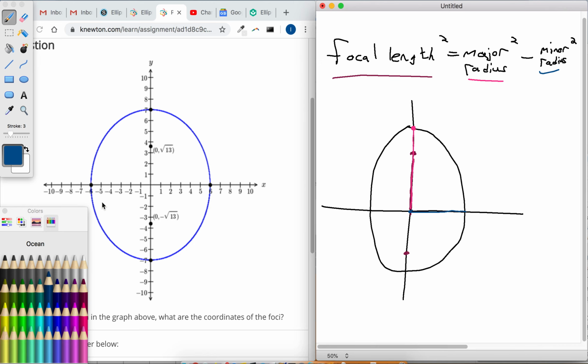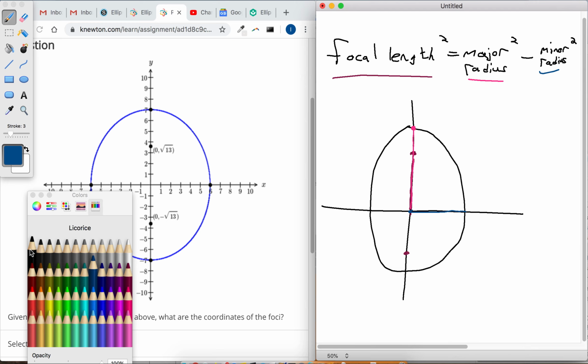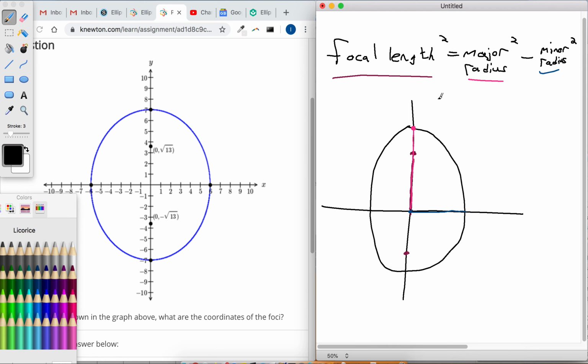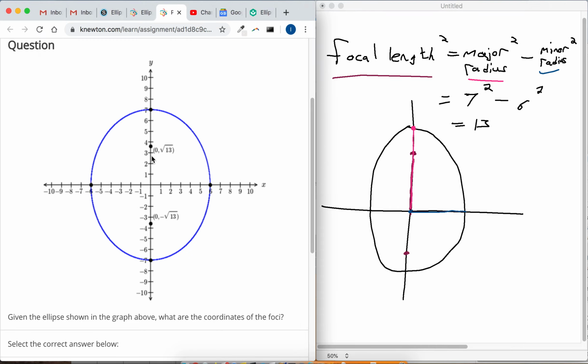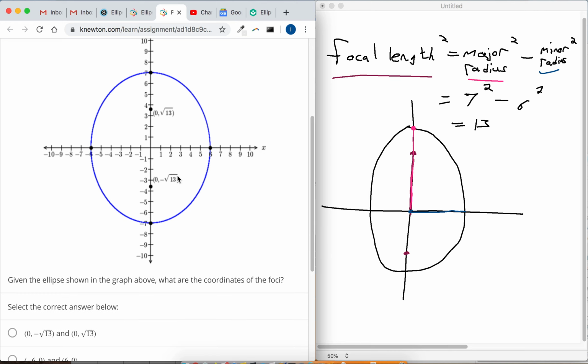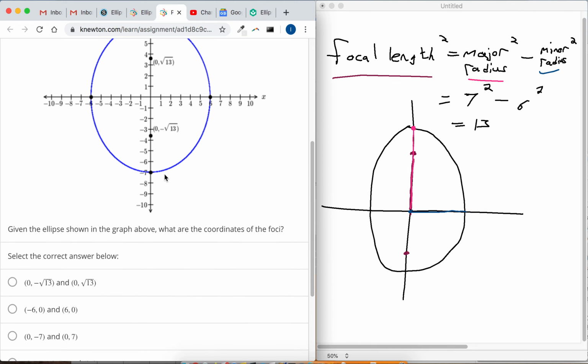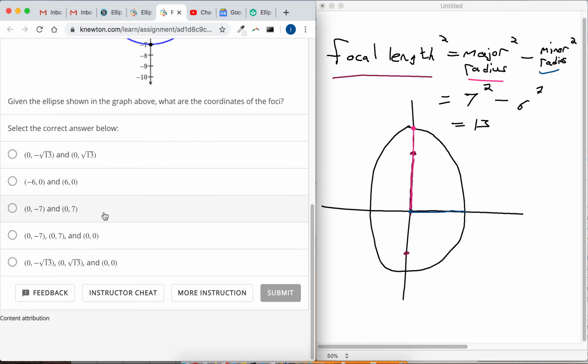So we can plug all that information into the equation. It definitely looks like 0, square root of 13 is what we need. The major radius stops at 7, so 7 is our major radius. And then for the minor radius, we go to 6 on the x-axis. So 49 minus 36 gives us 13, so indeed square root of 13. That's the dot that goes here. So what are the coordinates? They've already spelled it: 0, square root of 13 and 0, negative square root of 13.